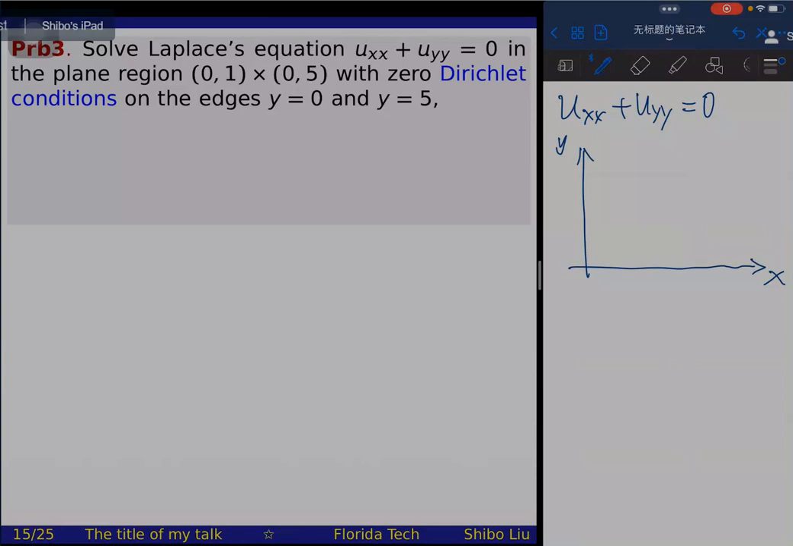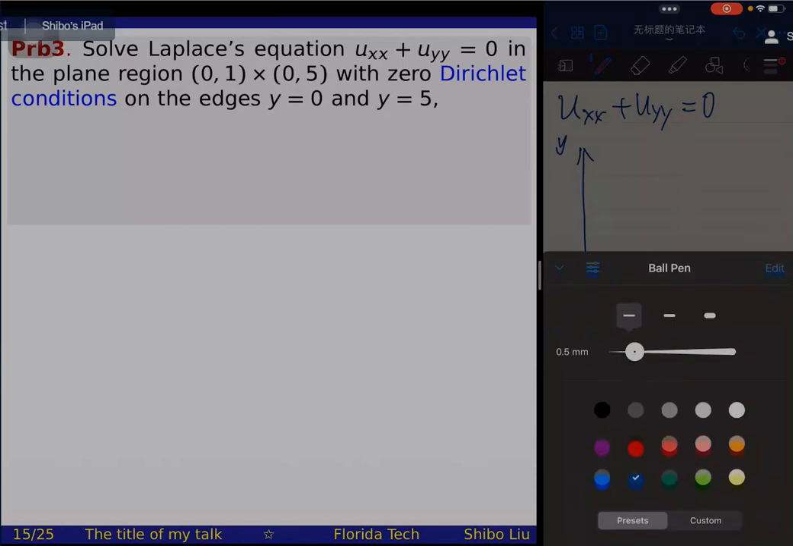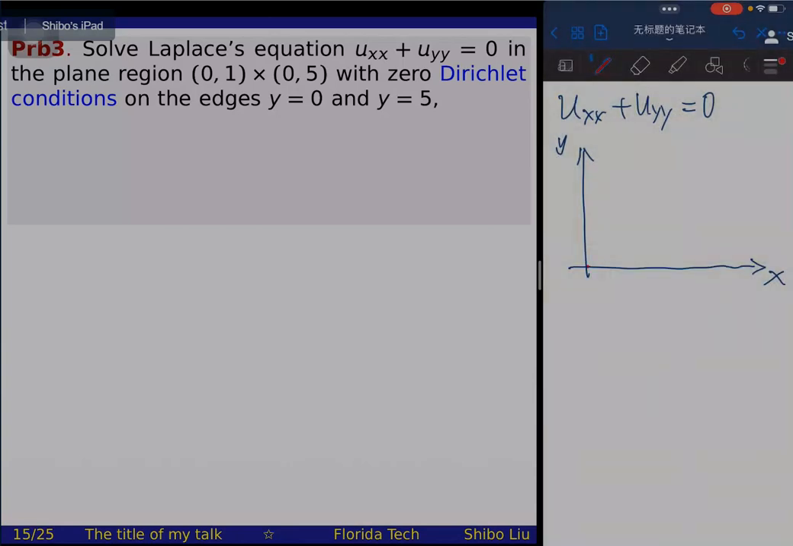X lies between 0 and 1, and y from 0 to 5. So this is the region, a rectangular region. So the function is defined in this region. We have the region where the equation, the unknown function, is defined, the domain of the unknown function.